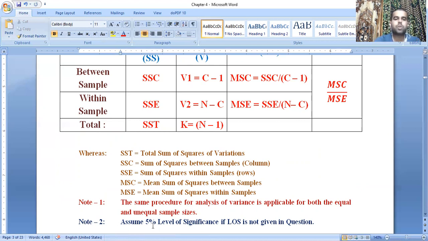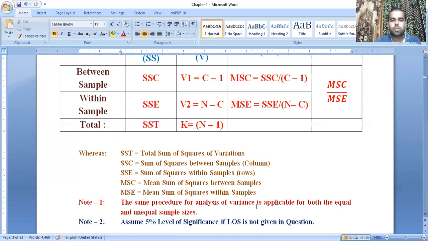Note number 2: assume a 5% level of significance if LOS is not given in the question. If the question paper gives only a table and asks to apply one-way classification, then automatically we have to assume 5% LOS and take the 5% critical values. The calculated value should be compared with that value. Otherwise, observe whether 1% or 5% is given. If 1% is given, go for the 1% critical value table. If nothing is mentioned, go for 5%. If 5% is mentioned, also go for 5%.